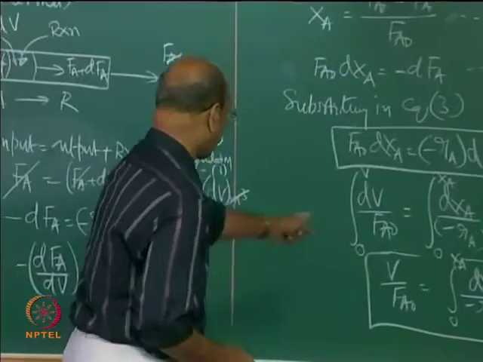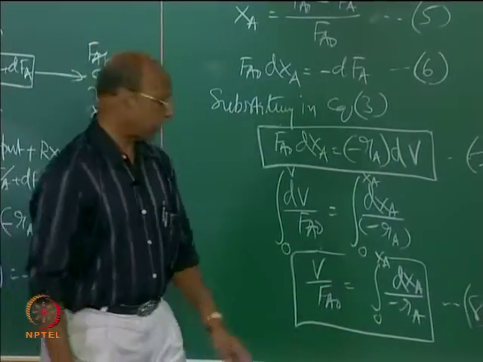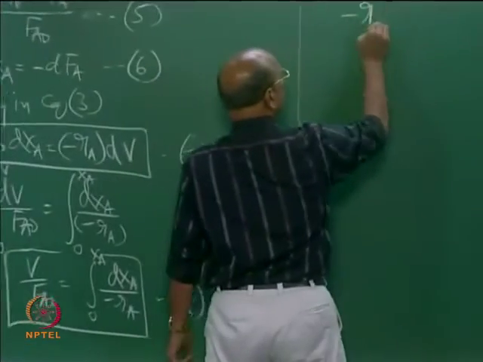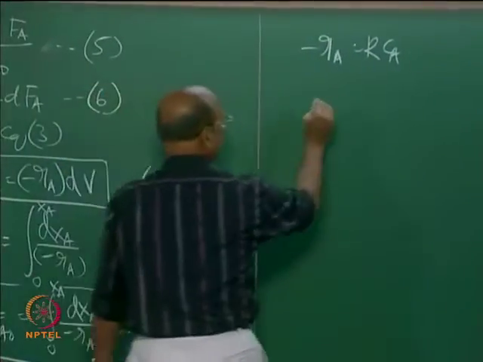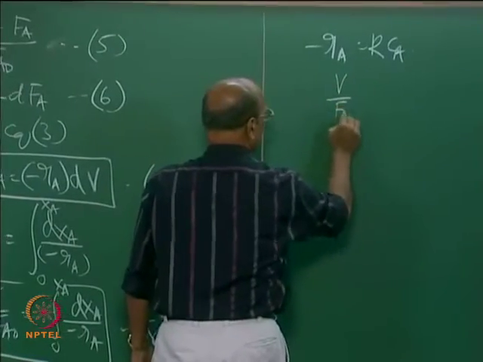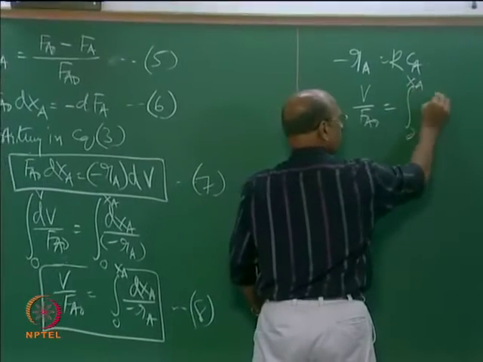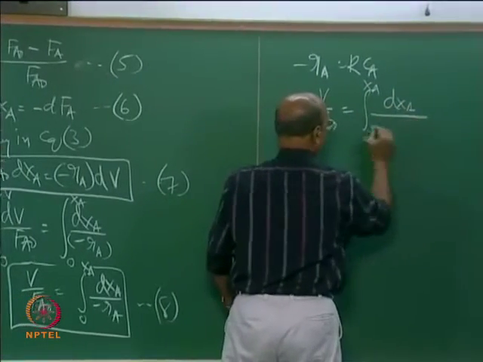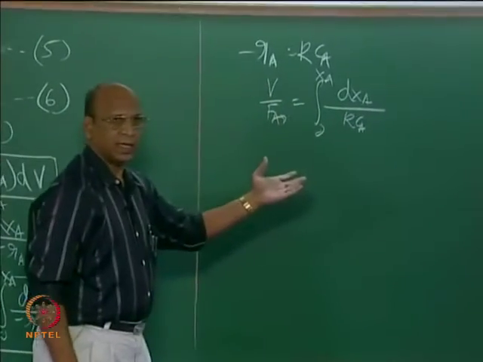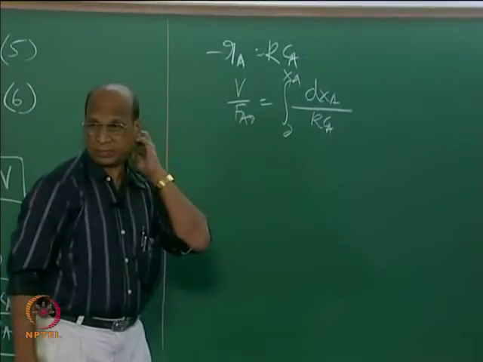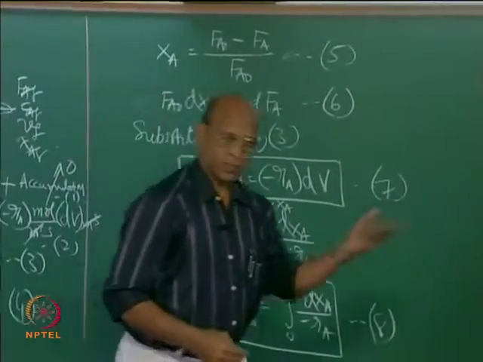For first order, constant density system, what is the equation for conversion here? So that means I have minus Ra equal to KCa. Substitute that in this equation: V by F naught equal to the integral from 0 to Xa of dXa by KCa. Can I integrate this directly? You have to write that in terms of Xa.